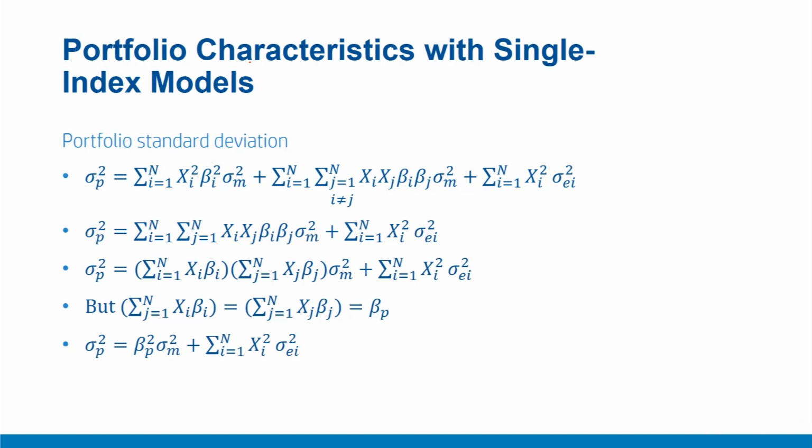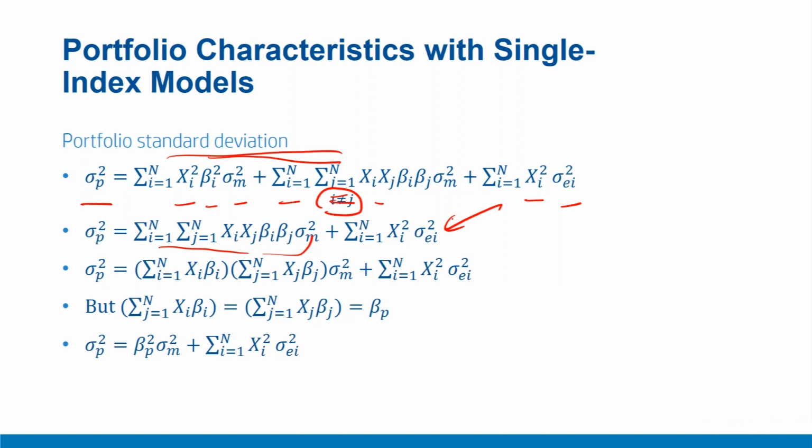Now, let us examine the risk of a portfolio using the equation we saw earlier. Sigma p square equal to summation xi square beta i square times sigma m square plus summation i equal to 1 to n and j equal to 1 to n, i not equal to j, xi xj beta i beta j sigma m square plus summation i equal to 1 to n xi square sigma ei square. Let's simplify this equation a little bit. We can combine these two terms so that this i not equal to j expression will be removed and this resulting expression is received, which is just a combination of these two expressions, and this expression remains same.